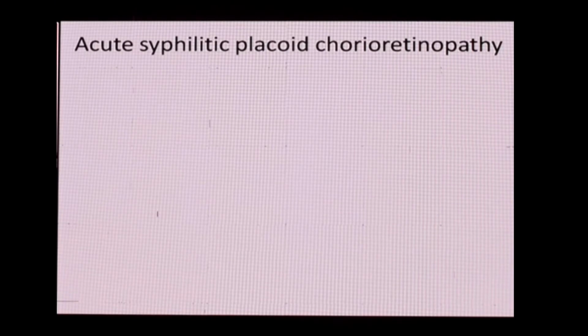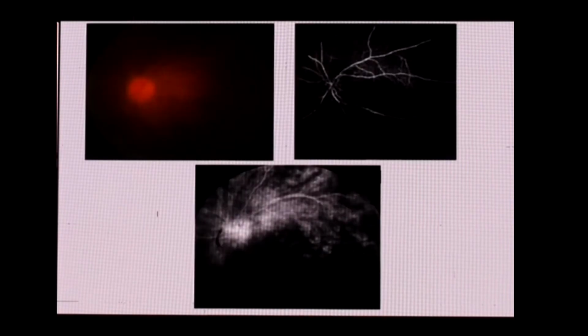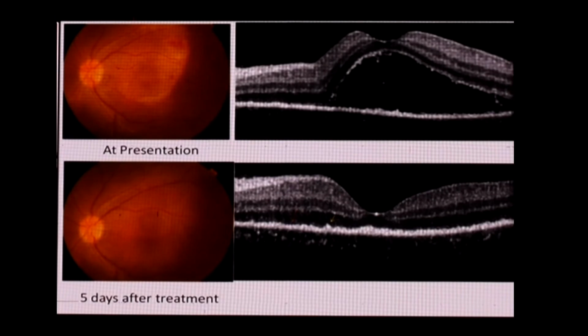Because all these we had really not seen much in detail initially. Again, another important distinct entity is the syphilitic placoid chorioretinopathy, again showing diffuse leakage. And if you see the OCT, again you have these kind of nodular lesions on the retinal pigment epithelium. There's so much hyperreflectivity, and then you have hyperreflectivity of the choroid as well.